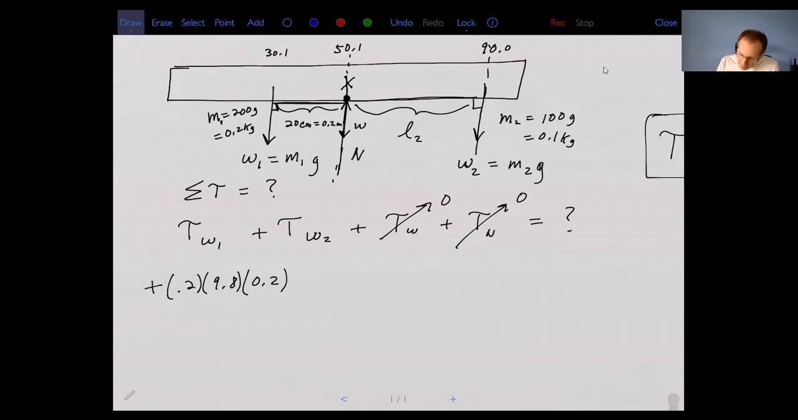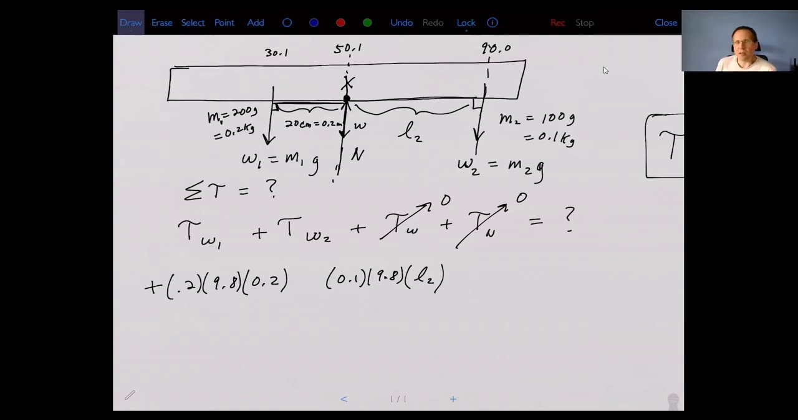Then the other force we have is weight 2. So I want to compute the torque, so I need the force, which is the weight. So that was 0.1 times 9.8. And then what is the moment arm? Well, that's what you are figuring out. That's going to be your L2. So once you have that in meters, you want to plug that in. Okay, so the first question is to figure out L2. Well, it's just a difference. It's 90 minus 50.1, and then make sure you convert that to meters. So then you can plug that in.